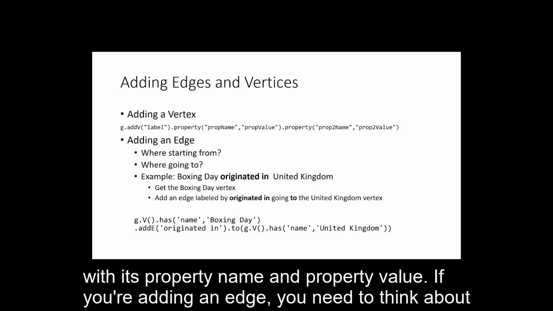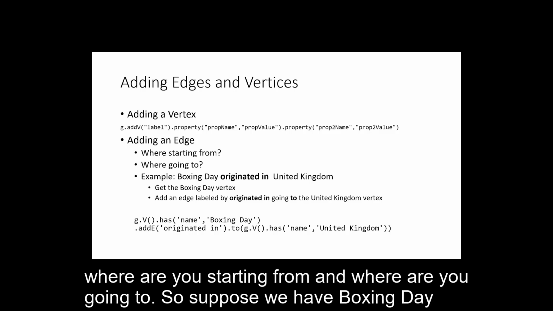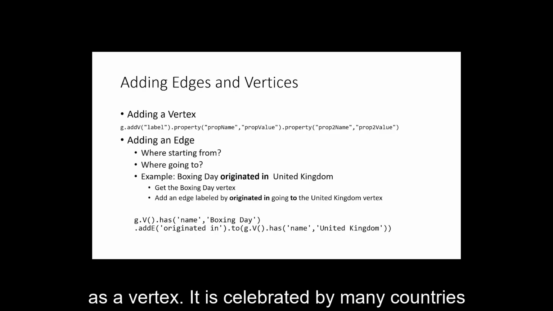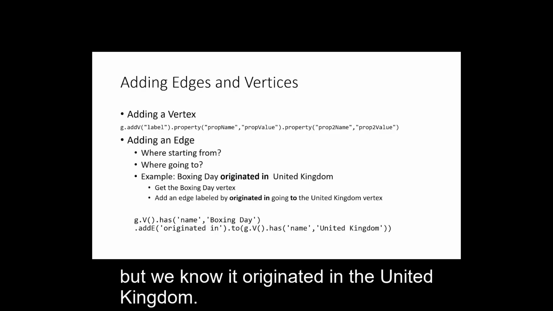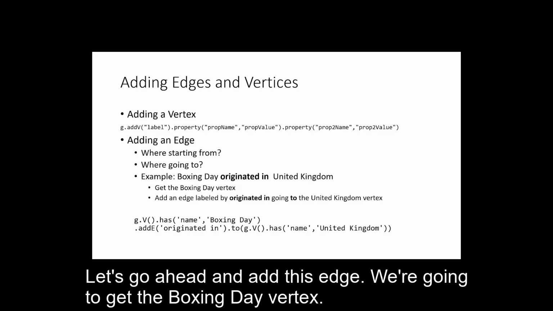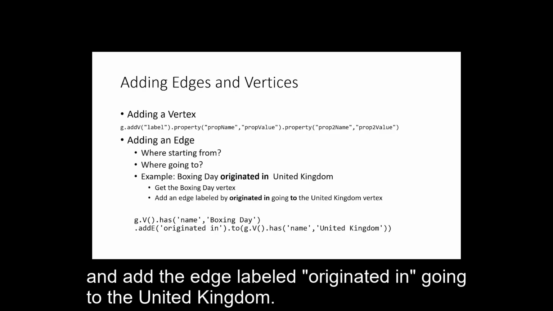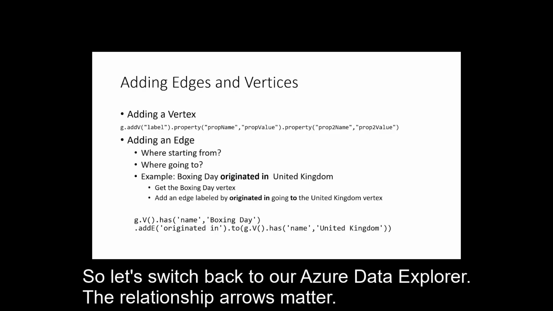For adding an edge, you need to think about where you are starting from and where you are going to. So suppose that we have Boxing Day as a vertex that is celebrated by many countries, but we know it originated in the United Kingdom. Let's go ahead and add this edge. So we're going to get the Boxing Day vertex and then add the edge labeled originated and going to the United Kingdom vertex. The relationship arrows matter.